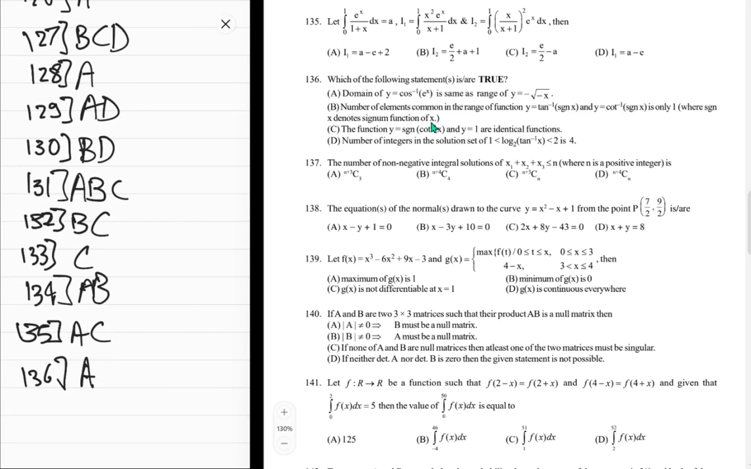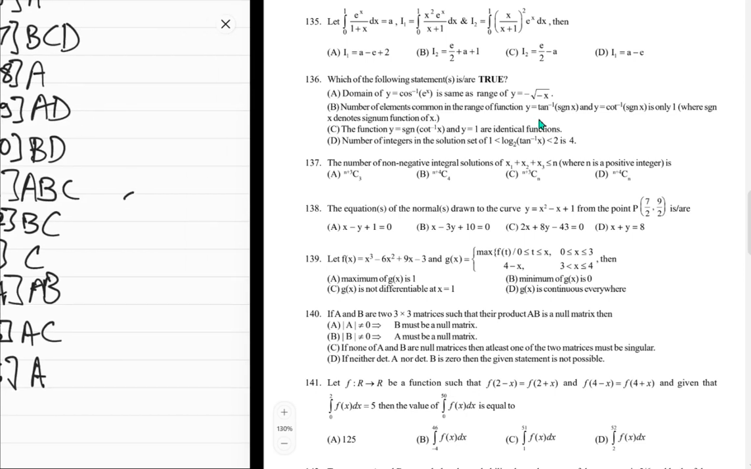And then what? Number of elements common in the range of function y equal to the inverse of signum of x. Range of this function. So signum of x, it goes, well, it's just negative 1, 0 और 1. ये तीन values है. तो tan inverse, yeah, negative pi by 4. तो जो अपना set है, that's just negative pi by 4, 0 और pi by 4. ये range है. Number of elements in the range of this function. Well, there's 3 elements basically.